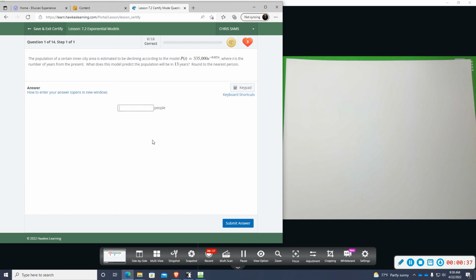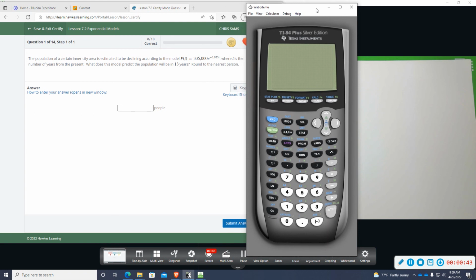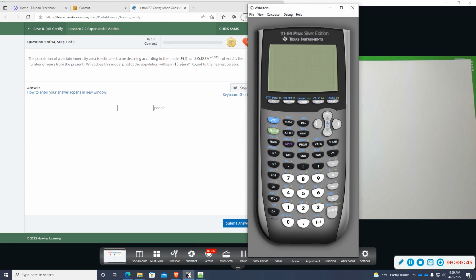So all we're going to do is number crunch. We're going to put this in our calculator and find its value. We don't really need to do anything other than that. But we want 13 years, and T is the number of years, so I'm going to plug in a 13 for T. I'm going to clear out what I have.